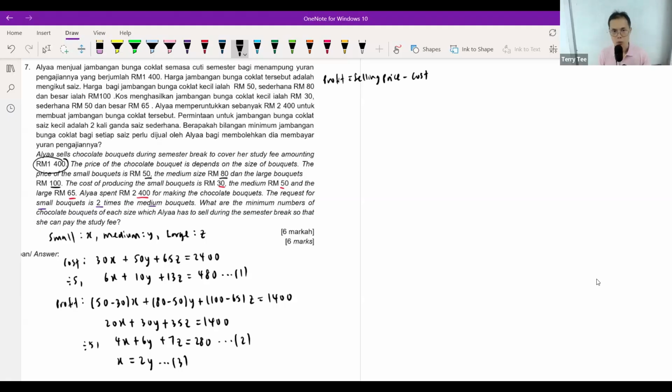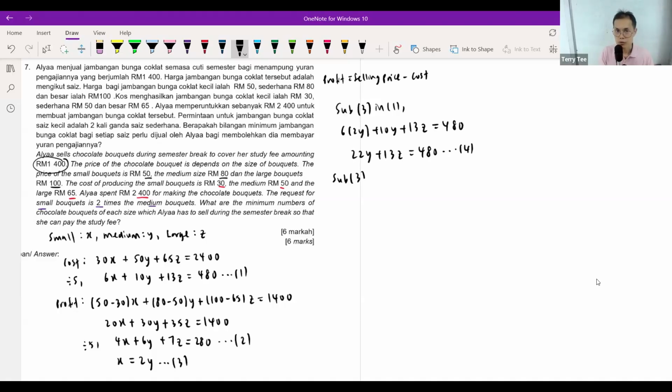Here I'm going to use substitution, because you're given the third equation with x in terms of y. So it's quite easy. We substitute equation 3 inside equation 1, as well as equation number 2. My x is now 2y. So 6 times 2y is 12y, plus 10y, is 22y, plus 13z. The result is 480. Call this equation number 4.